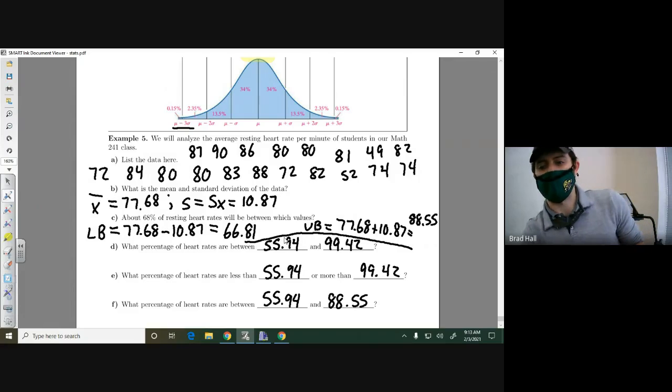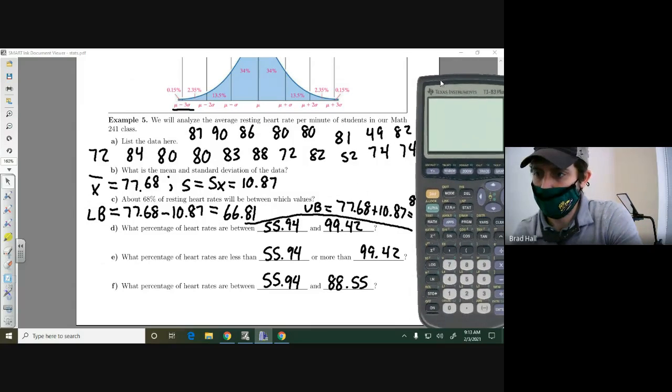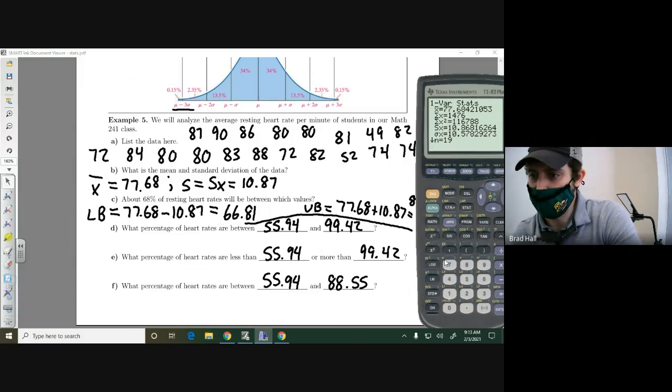So there is a reason I picked those numbers. What we're trying to do is figure out how many standard deviations each one of these values are. And once we do, it gives us a metric which we can transpose to this graph. So 55.94, how many standard deviations is this from the mean? So in other words, if we take the calculator, the mean is 77.68.